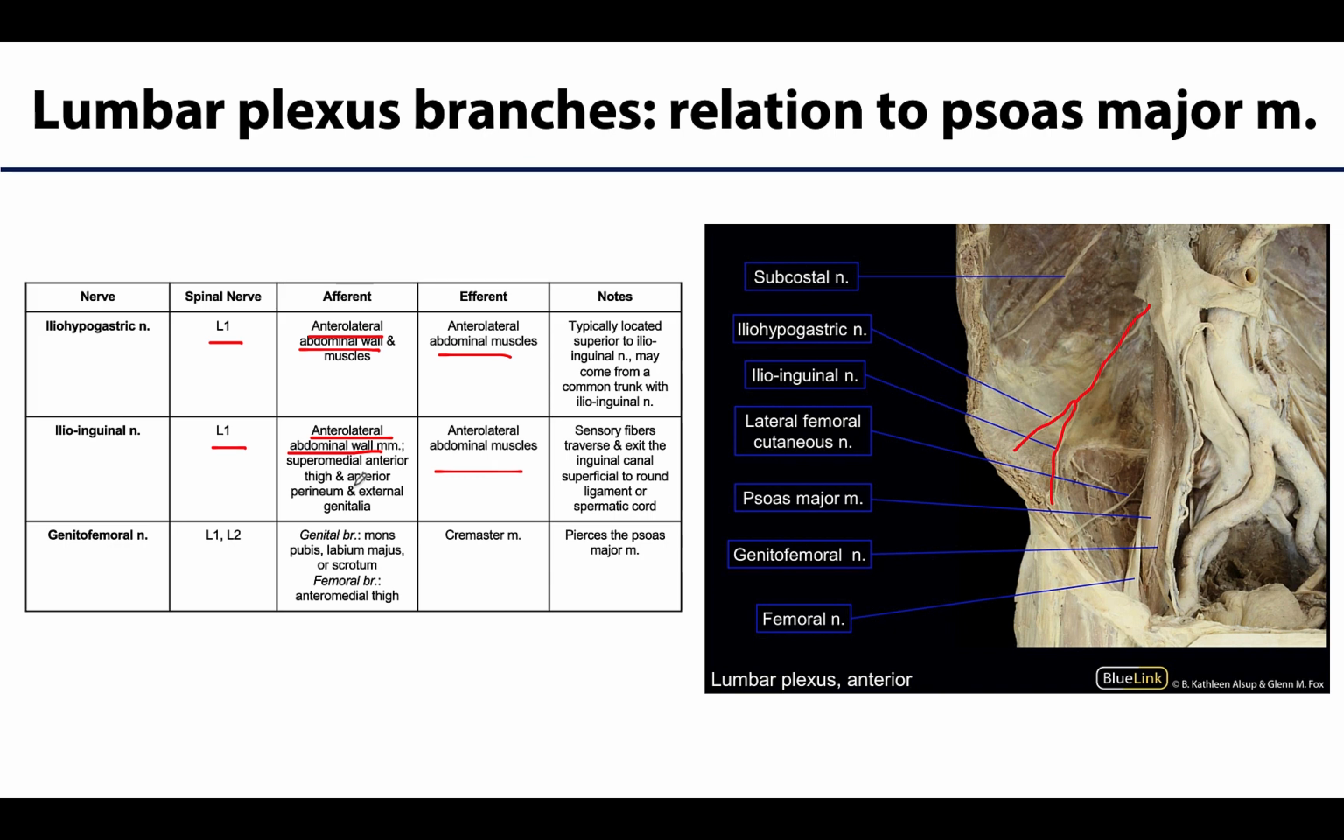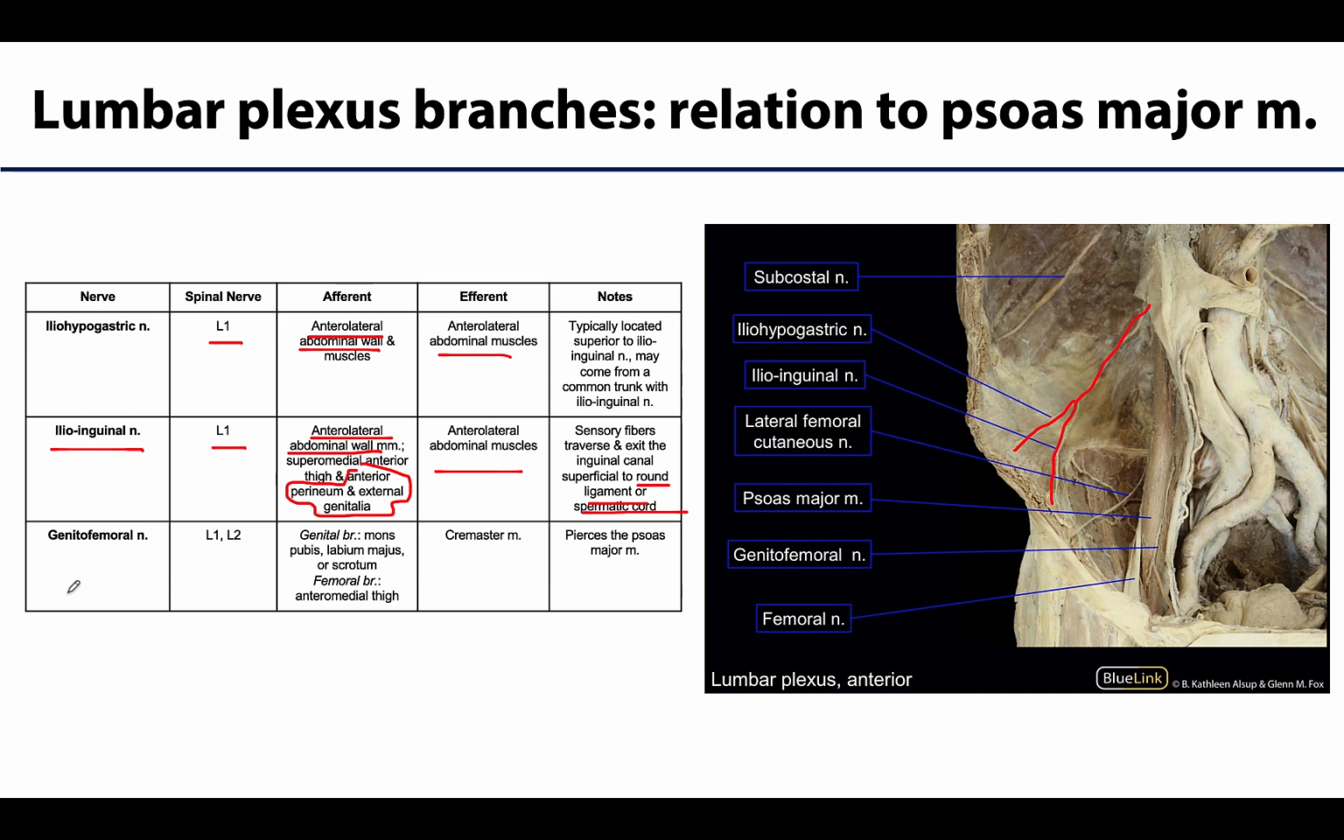Recall when we're talking about the ilioinguinal nerve that it's going to traverse the inguinal canal superficial to the round ligament or the spermatic cord, and it will actually exit the superficial inguinal ring, dividing into those terminal sensory branches. That'll be important in terms of providing afferent innervation to this region.